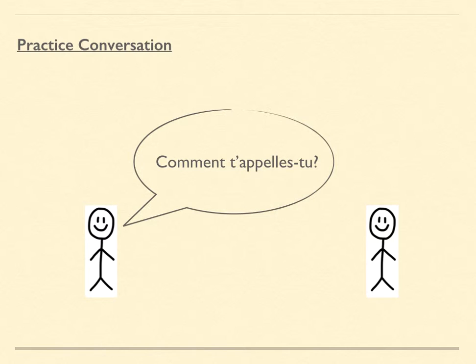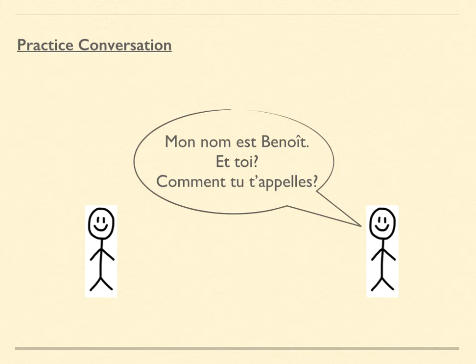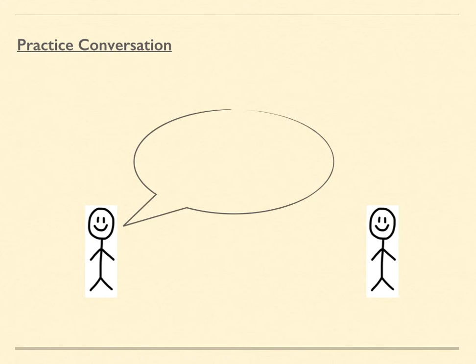Comment t'appelles-tu is one of our versions. You could have said, comment tu t'appelles, or tu t'appelles comment. Any one of those responses would work. So he replies, mon nom est Benoît. Et toi, comment tu t'appelles? How are you going to answer?